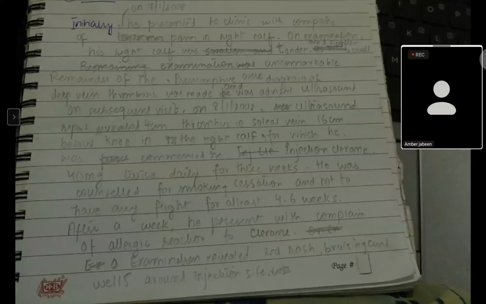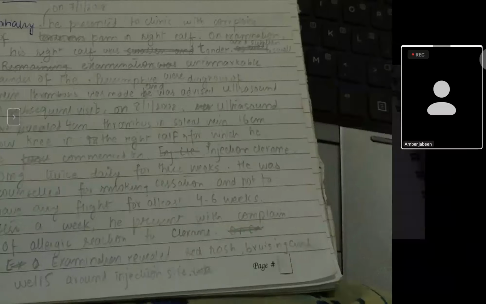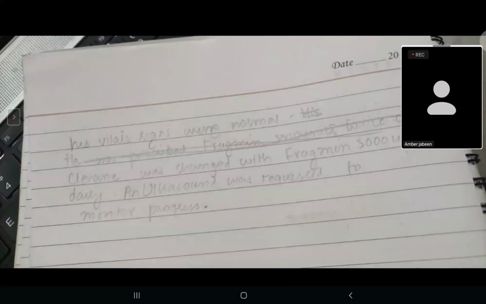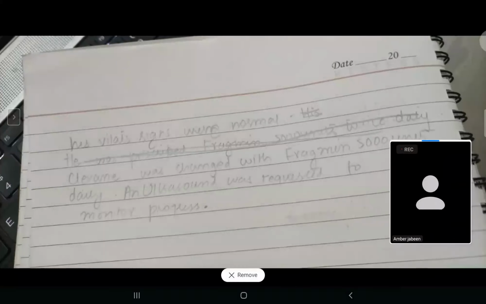Now, the examination. I know you have struggled to write the examination. Please don't leave it without the article. Just say the examination. No need to write the welts, etc. Okay, Dr. Amber, is it clear? His vital signs were normal. Clexane was changed with fragment. And ultrasound was requested to monitor progress.